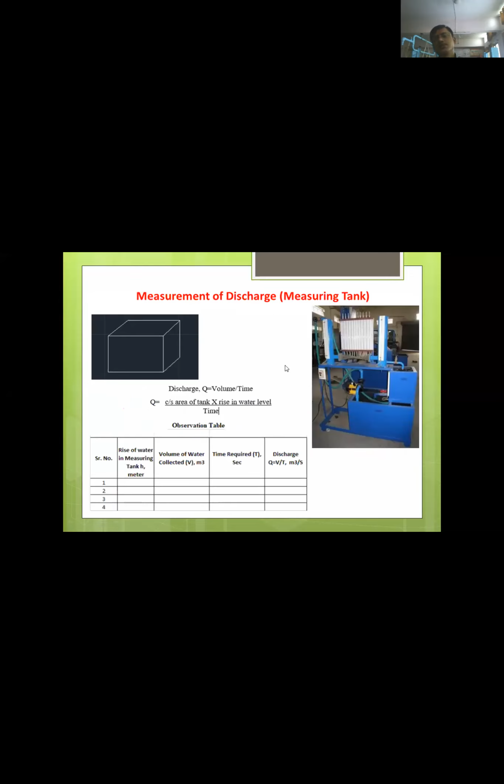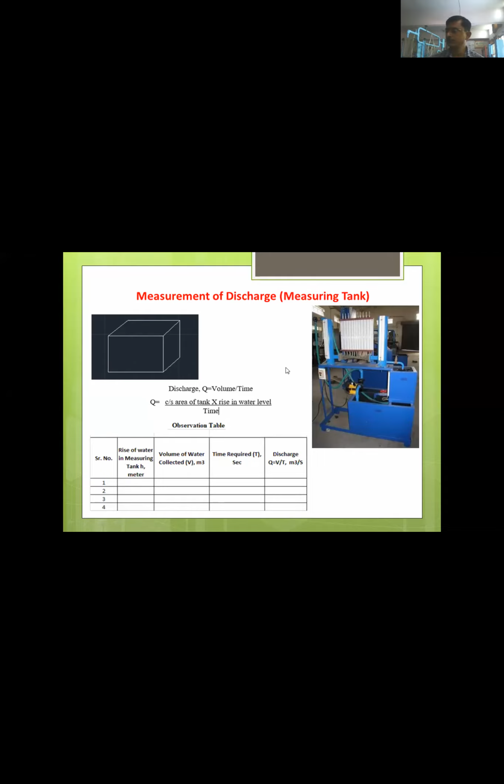Now here we are going to see the measurement of discharge by using a measuring tank. We will see this here. And then I will show you the manometers, differential manometer, then piezometer, and then pressure gauges here in the lab. Measurement of discharge using a measuring tank.